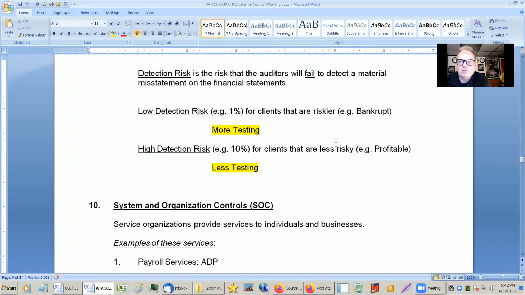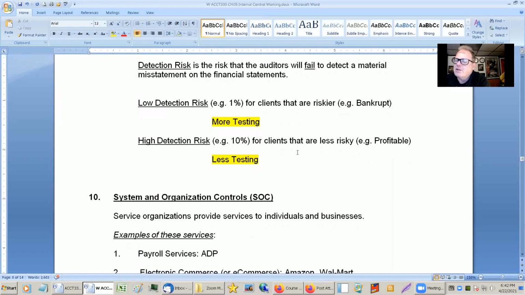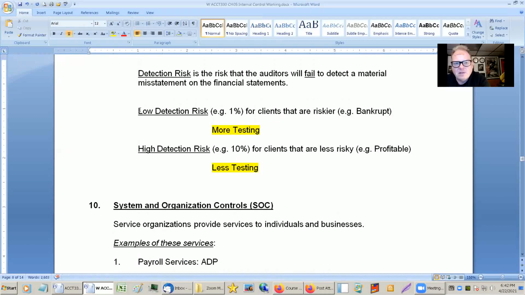Any questions on that? So low detection risk is usually when you're unsure of something, and a high detection risk is when you have a company that's less risky. You don't anticipate any problems with them. Now you might say, why don't we just test all companies to the low detection, all the 1%? The reason you don't do that is you're spending the client's money. If the company's doing very well and you're comfortable at 10%, with less testing and less cost, you should probably go with that. It is really your client's money that you're spending to some extent.